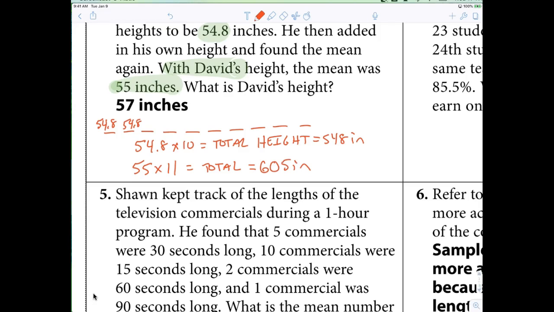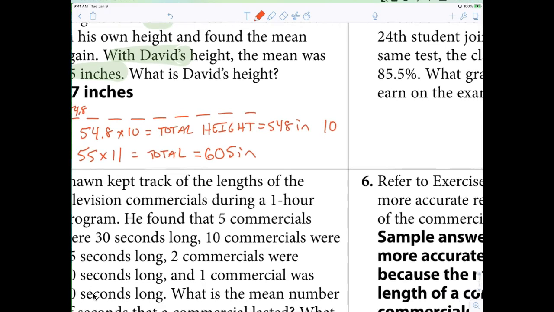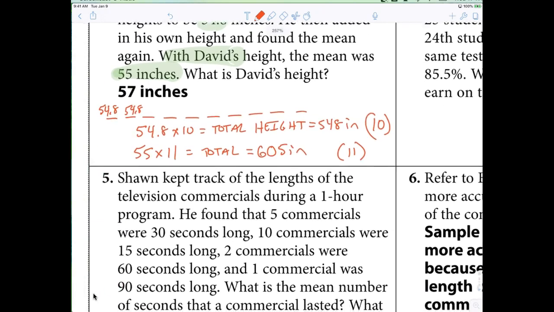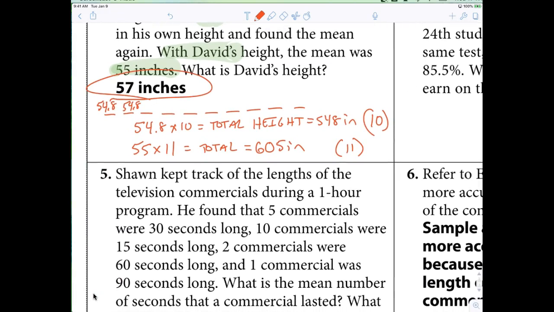So now, right up here, how many kids are involved here? 10. How many kids are involved here? So how tall was the 11th person? 57. Well, how did you figure that, though? I want to know. I mean, I know your answer is 57. Number one, 57 is right there. But I'm asking you, how did we get 57 inches?